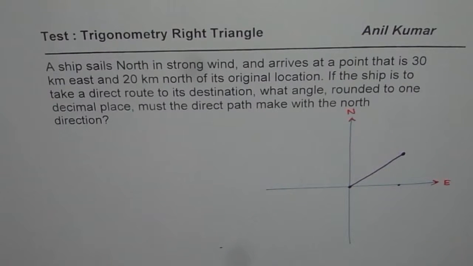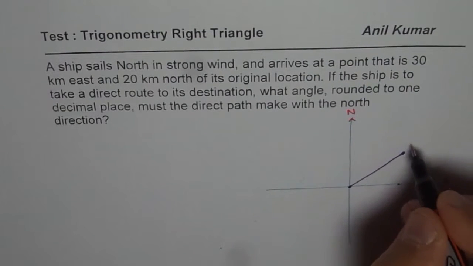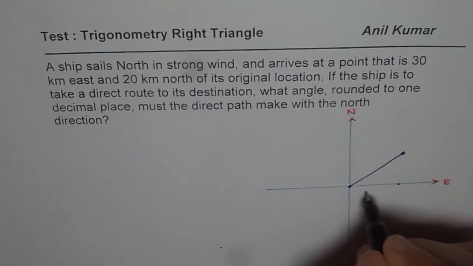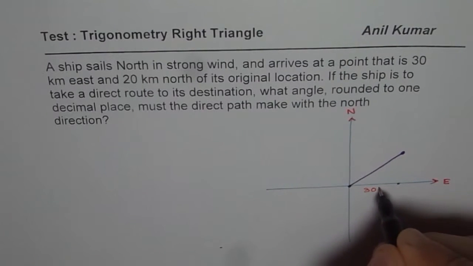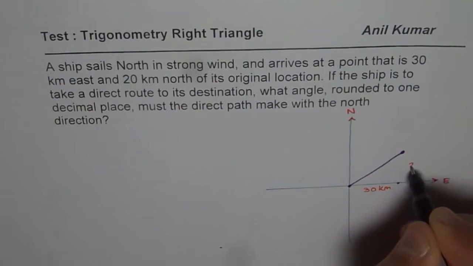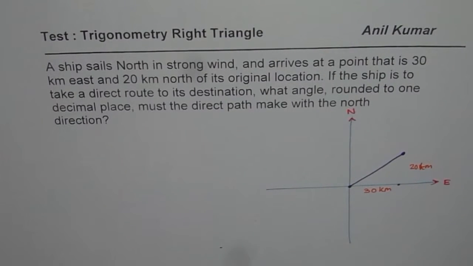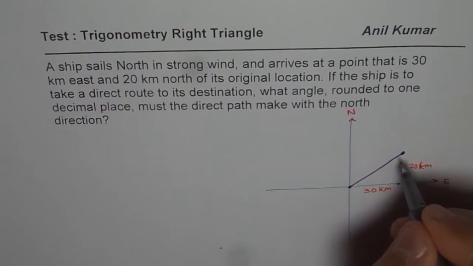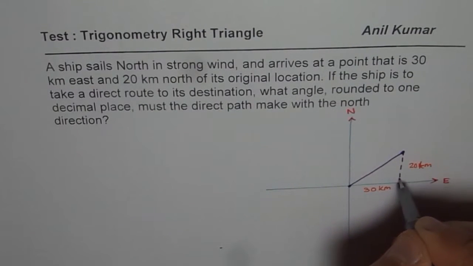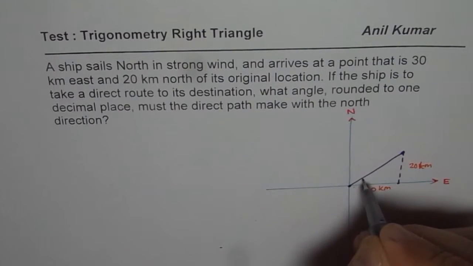So this point, let me write this here. From here to here it is 30 kilometers, and 20 kilometers. So that is how we get our triangle here. We can make a triangle here, kind of like this. I hope that helps.